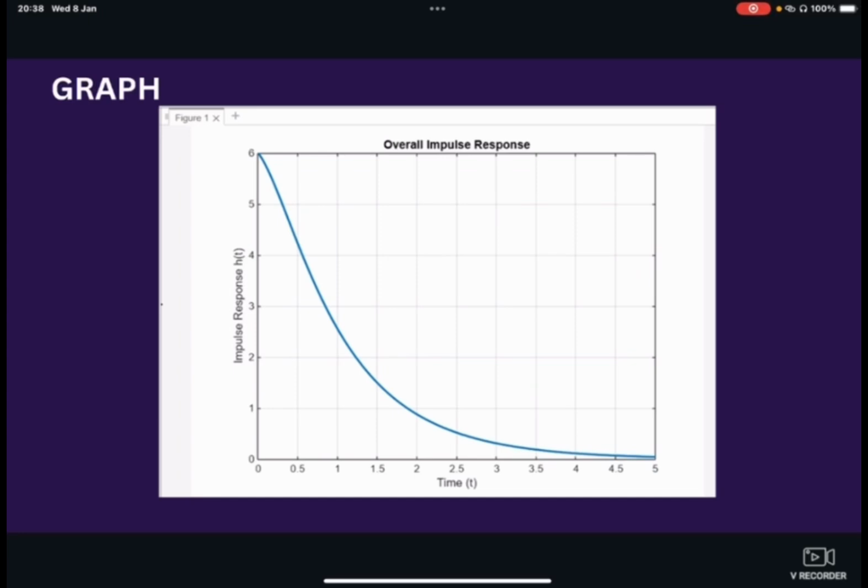flatten. So at t equals 0, which is the initial, the ht is at its maximum because all exponential components contribute to their peak value. So as t increases, the response ht approaches 0 due to the exponential decay of all terms.